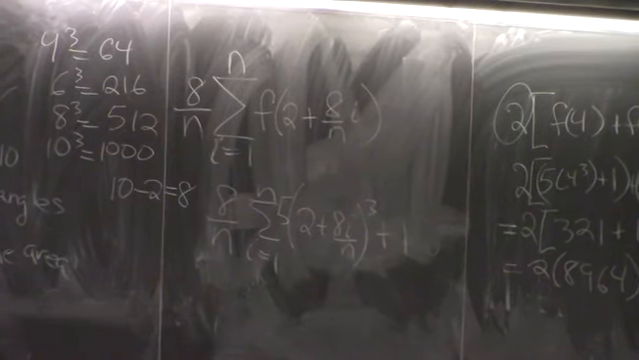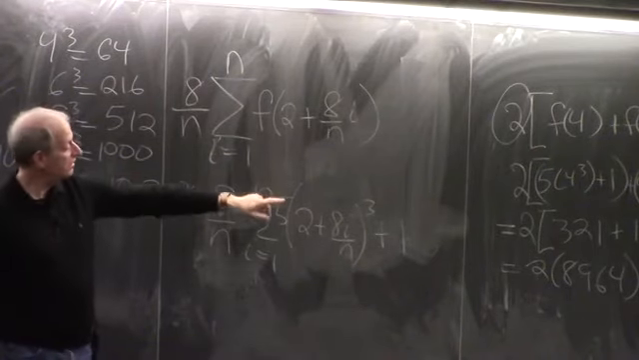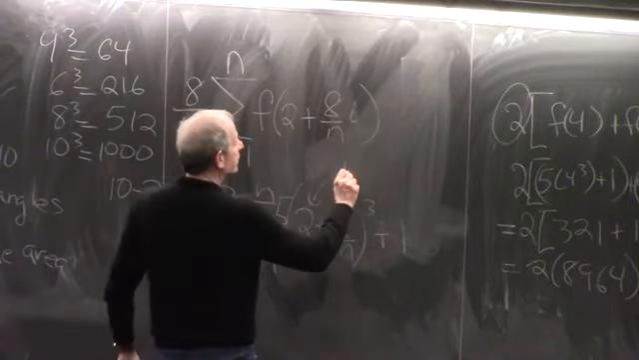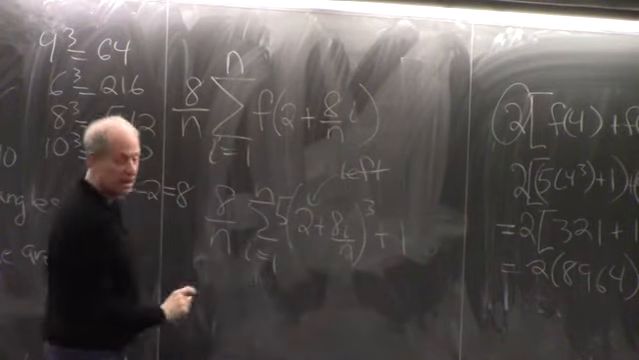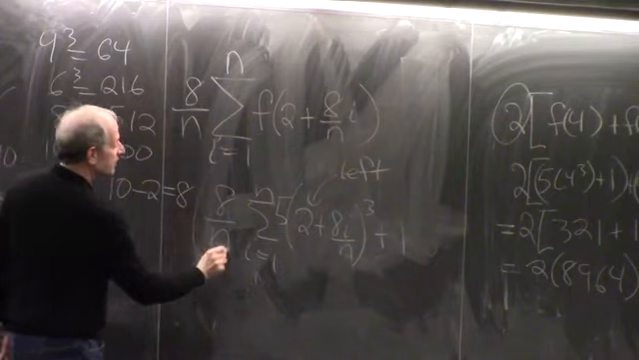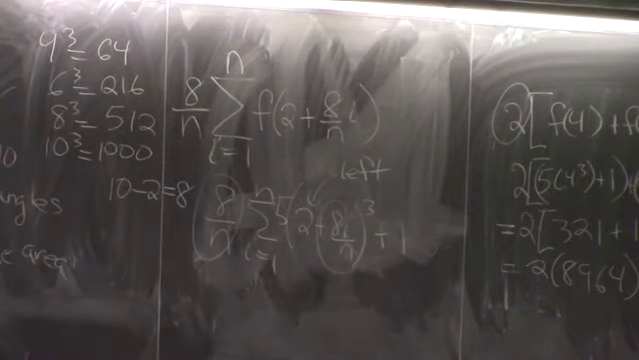You always start at 1. i always goes from 1 to n. Okay? This is always the left endpoint. This is width times i. And so this is the same as this. Okay? Yes?